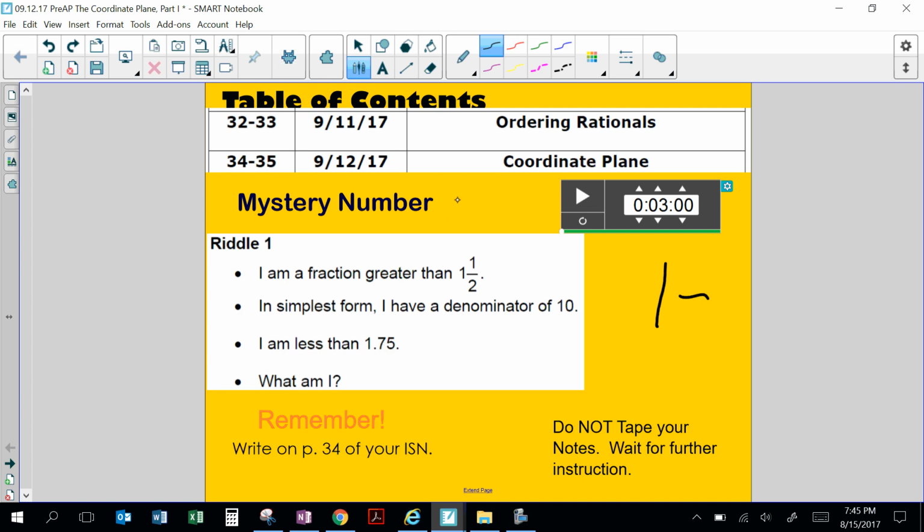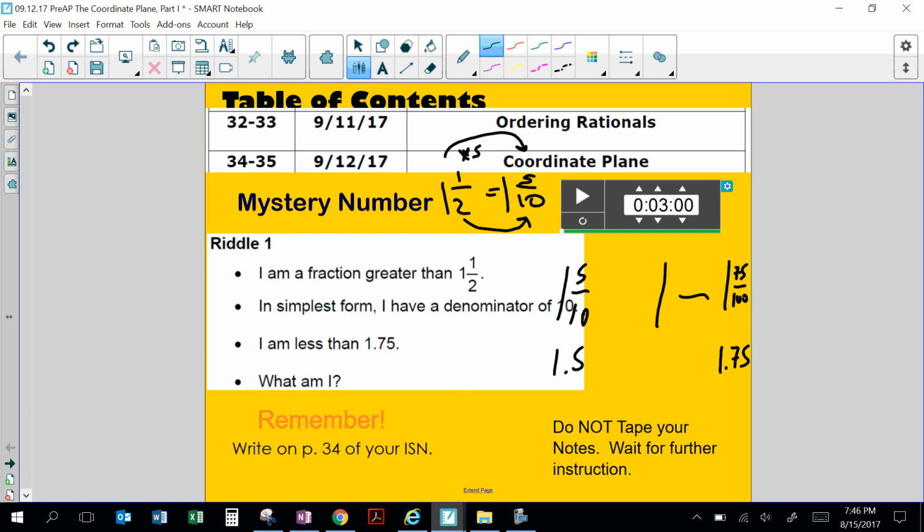What is another way to say 1.5 in decimal form? Some of you may already know this, but if I want to use place value, tenths or hundredths, how do you build it? 10 times 5. So that's 1 and 5 tenths. So it has to be greater than 1 and 5 tenths, or 1 and 50 hundredths, which is a decimal equivalent, but less than 1 and 75 hundredths.